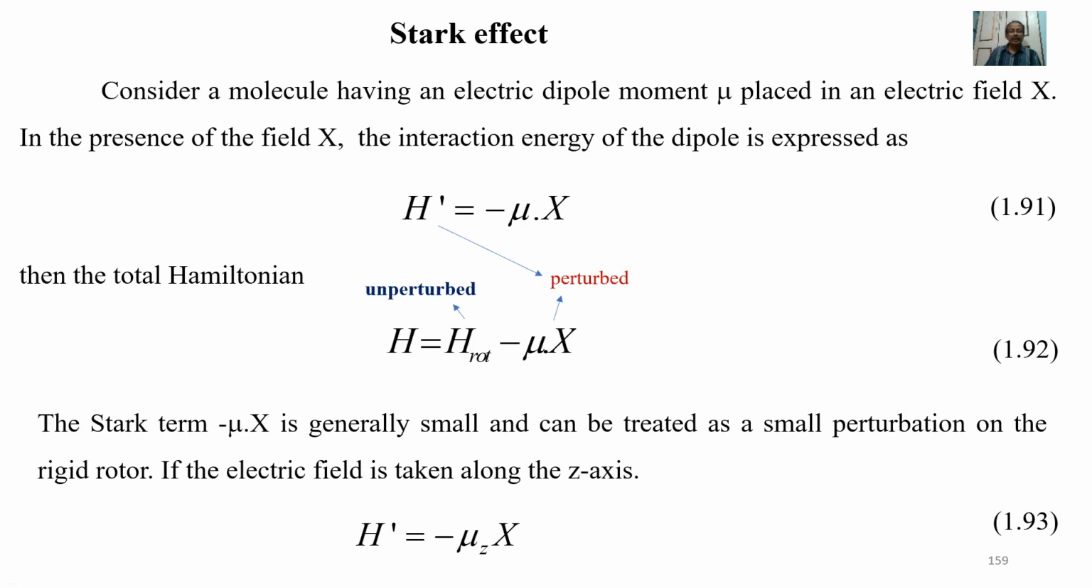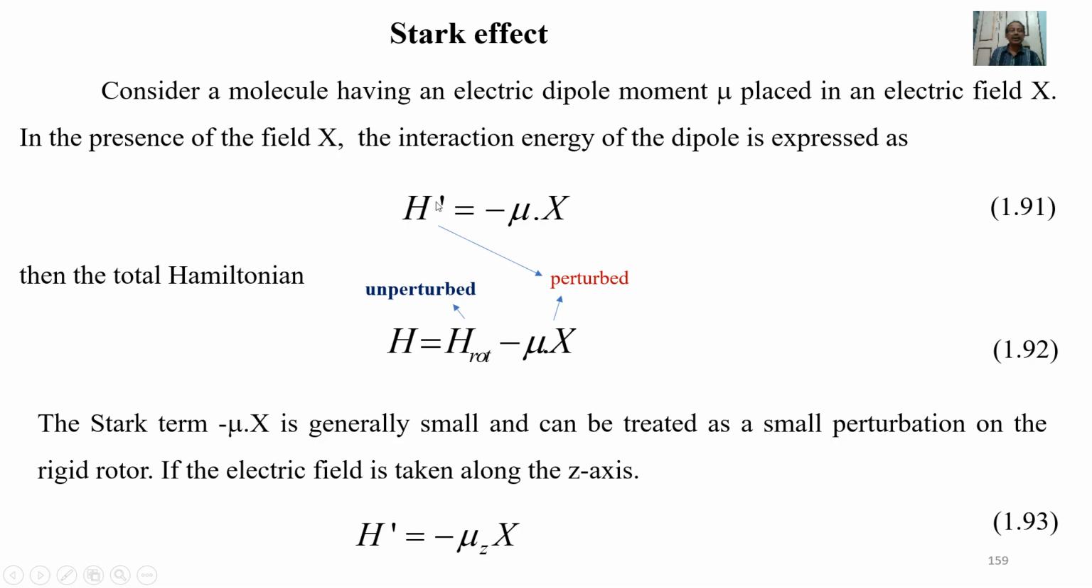Now we shall discuss in detail about the Stark effect. So we are going to discuss the Stark effect on linear molecules as well as the spherical top molecules. Consider a molecule having an electric dipole moment mu placed in an electric field X. Usually, the electric field will be denoted as E, but here we are going to use E for the rotational energy eigenvalue. That's the reason that the electric field is denoted as capital X here. In the presence of the field X, the interaction energy of the dipole is expressed as H prime, which is equal to minus mu times X.